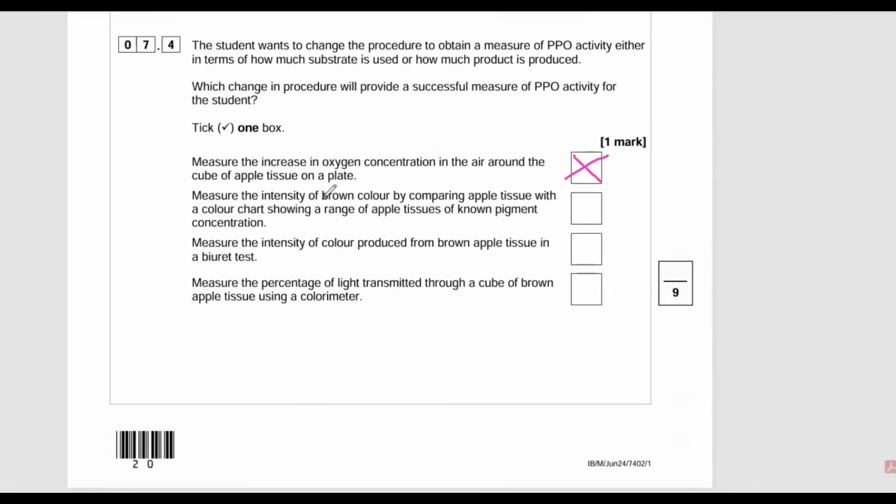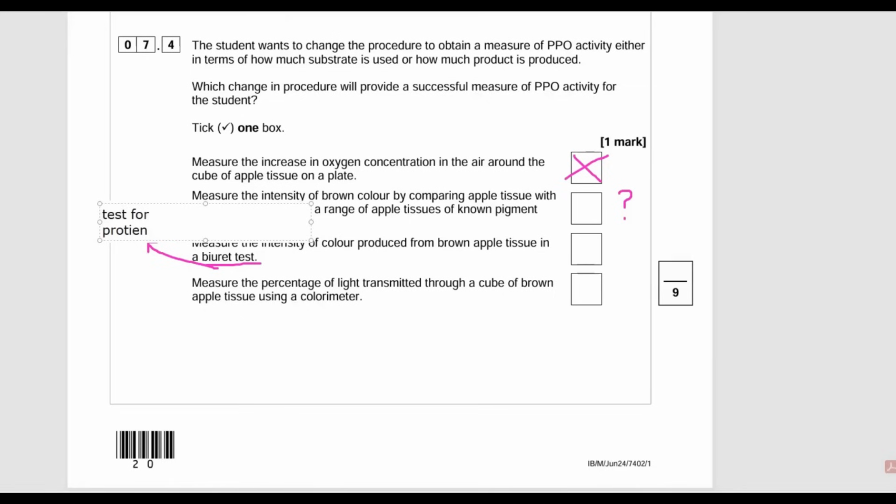Measure the intensity of brown color by comparing apple tissue with a color chart showing a range of apple tissues of known pigment concentration. That one sounds all right, like they've done some sort of calibration curve, like different browns correspond to different concentrations of that brown pigment. Measure the intensity of the color produced from the brown apple tissue in a Biuret's test. Now, what does the Biuret's test for, guys? The Biuret's test tests for protein.